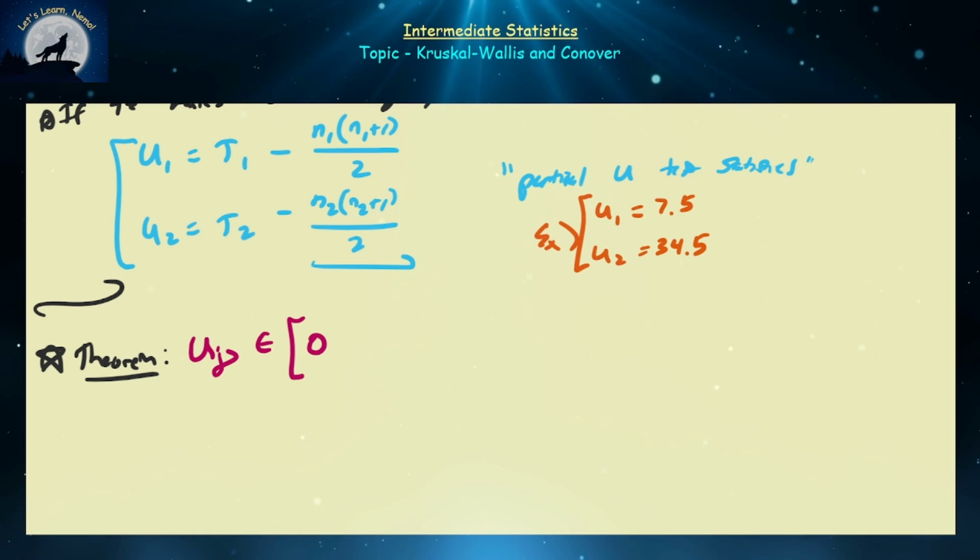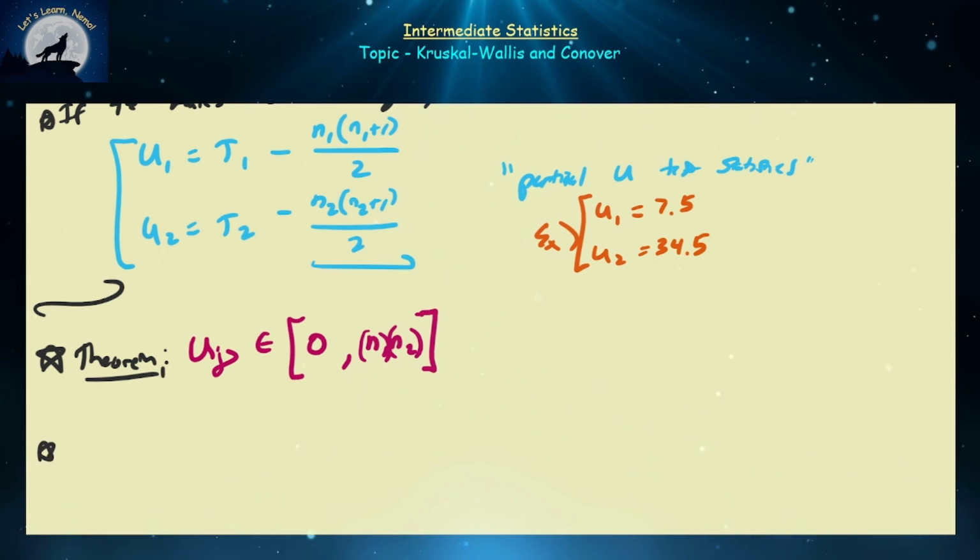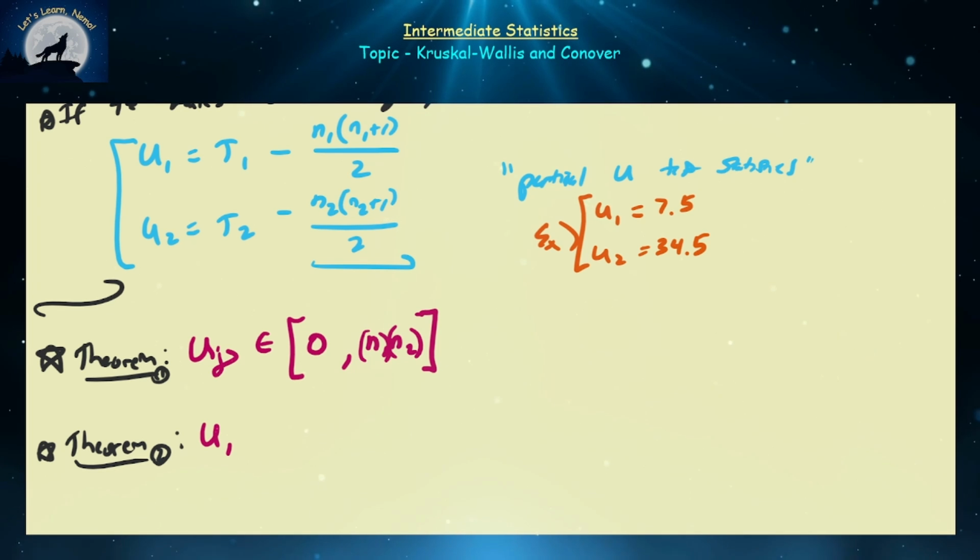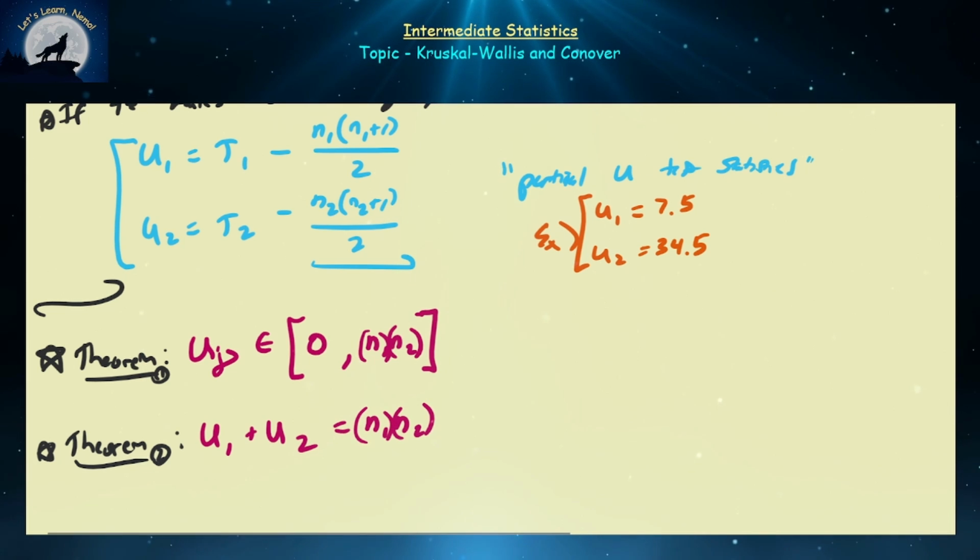So even though we're subtracting something off, it will never result in a negative number. And the upper bound will actually be the product of the sample sizes. So that will be the largest value that u1 and u2 can be. And there's another very fun exercise if you want to try and prove some of these results, and that is if you take u1 and u2 and add them together, you're actually also going to get n1 times n2. And that's actually quite interesting.